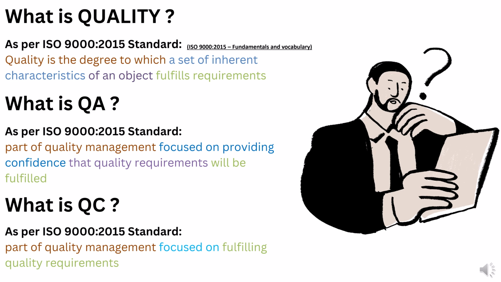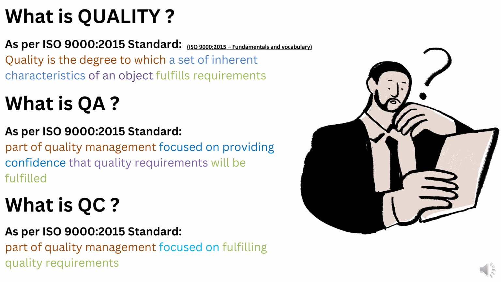The next part is a set of inherent characteristics. Here the meaning of inherent characteristics is permanent or built-in attributes of the object. These inherent characteristics are built-in characteristics, which may be physical such as size, color, strength, or functional such as performance, speed, efficiency. The word set indicates there are multiple characteristics to be considered, not just one.